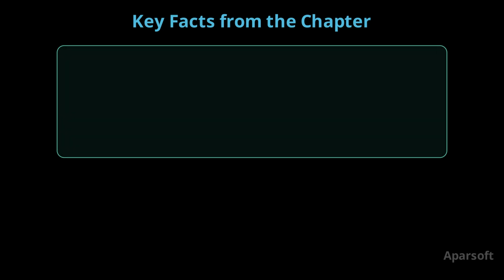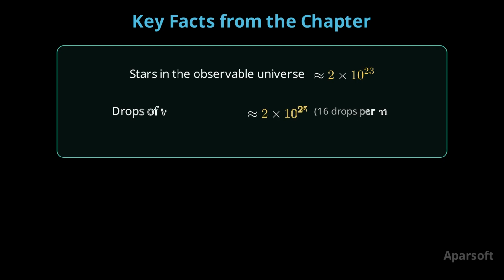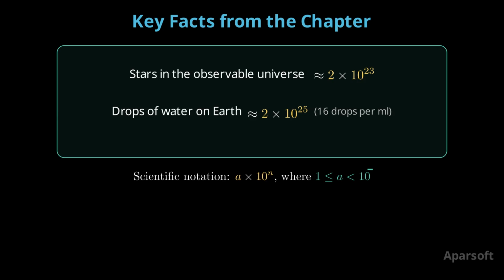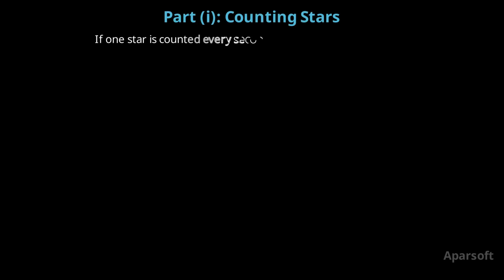Before we dive in, let us recall two amazing facts from our chapter. There are roughly 2 times 10 to the 23 stars in the observable universe, and there are about 2 times 10 to the 25 drops of water on Earth, assuming about 16 drops make 1 milliliter. Remember, scientific notation means writing a number as a times 10 to the n, where a is between 1 and 10.